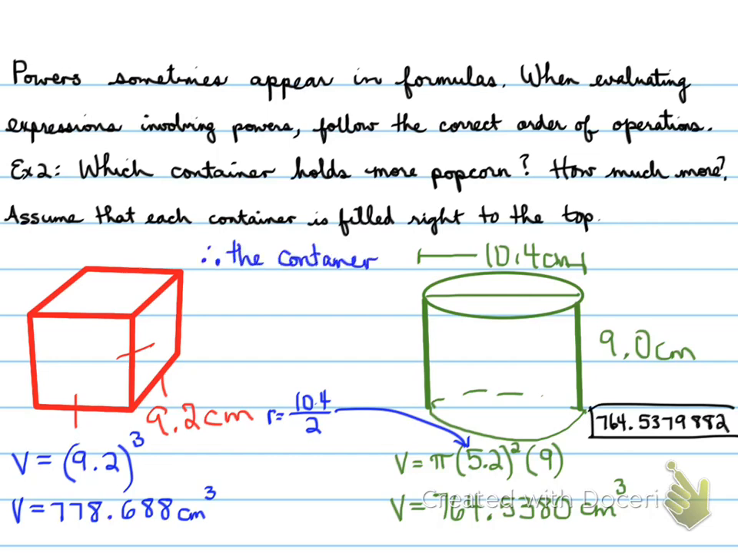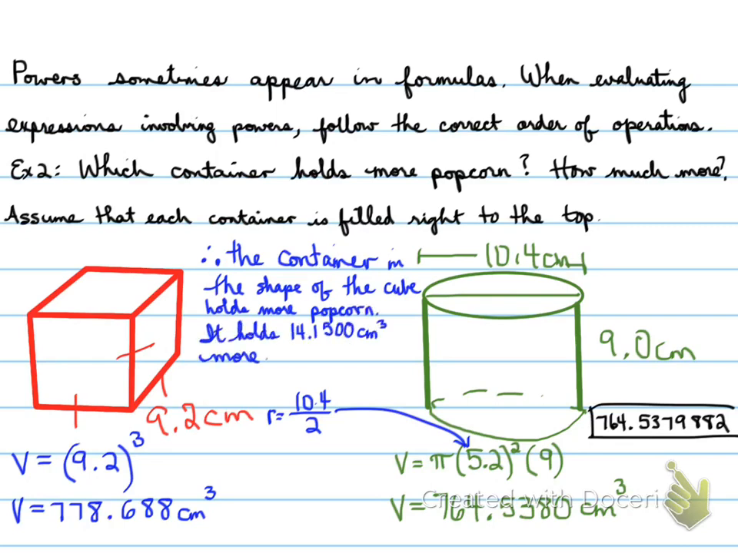Okay, therefore the container in the shape of the cube holds more popcorn. It holds 14.1500 centimeters cubed more. How do we get that? We take the answer to the cube and we subtract the answer to the cylinder.